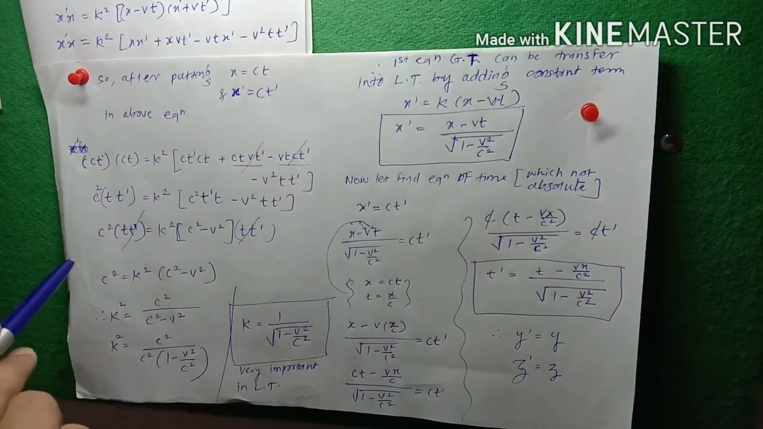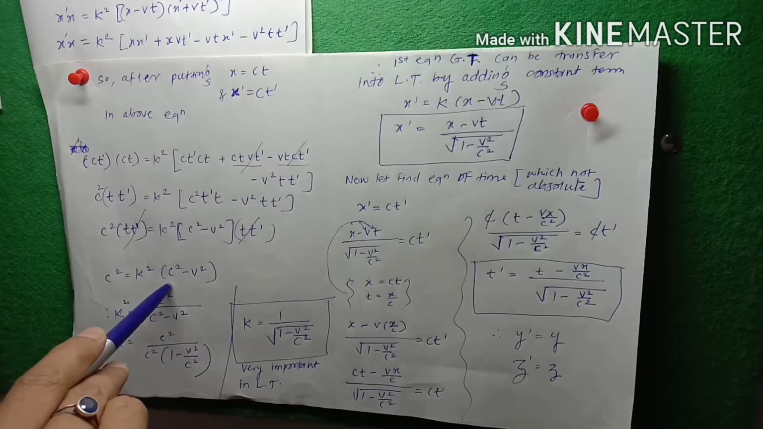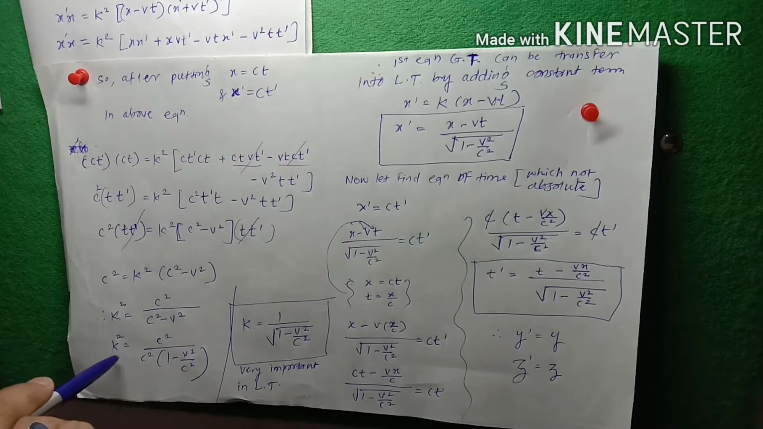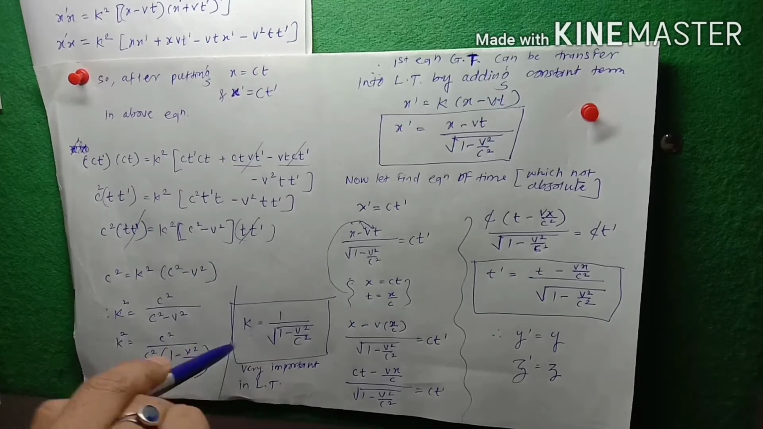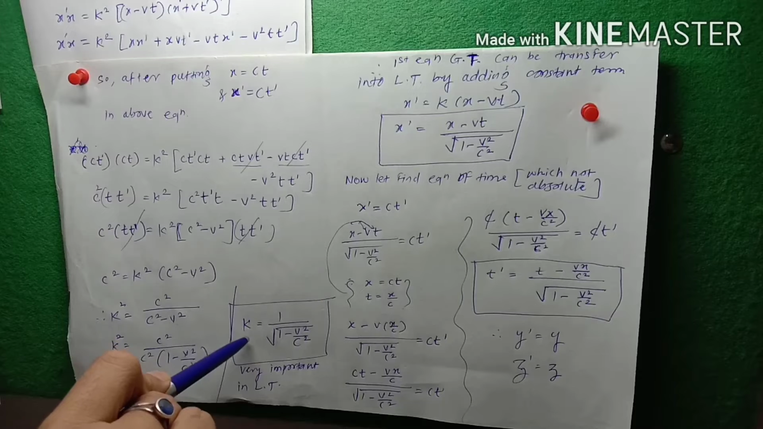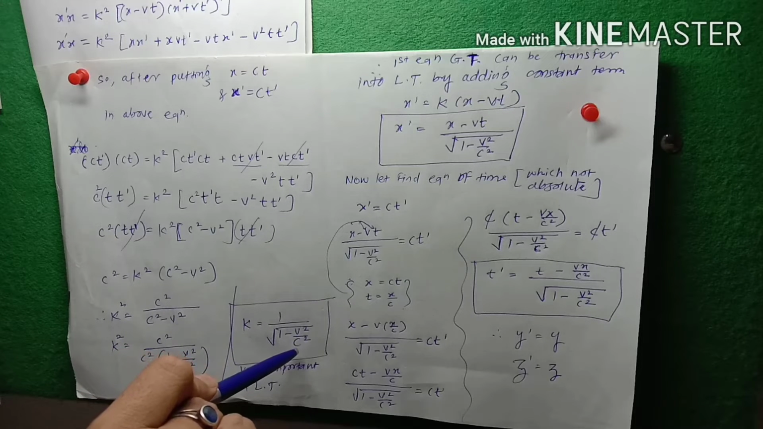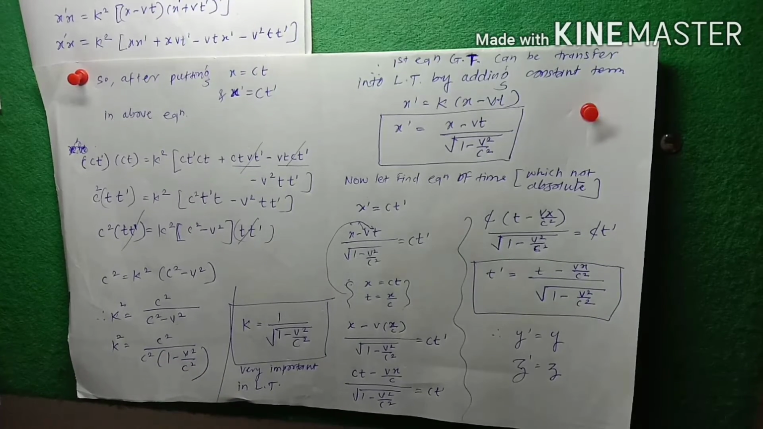After simplifying, you will come to this equation, that is c square is equal to k square in the bracket c square minus v square. When you simplify in order to find the value of the constant k, you will get this factor. The value of the constant k is equal to 1 upon under root 1 minus v square by c square, which is very, very important in the Lorentz transformation.